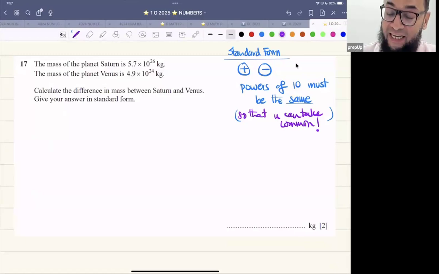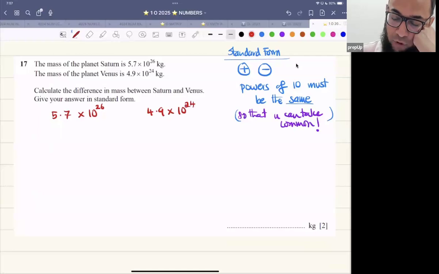The mass of the planet Saturn is 5.7 into 10 to the power 26. The mass of planet Venus is 4.9 into 10 to the power 24. Calculate the difference. So it's about subtraction.